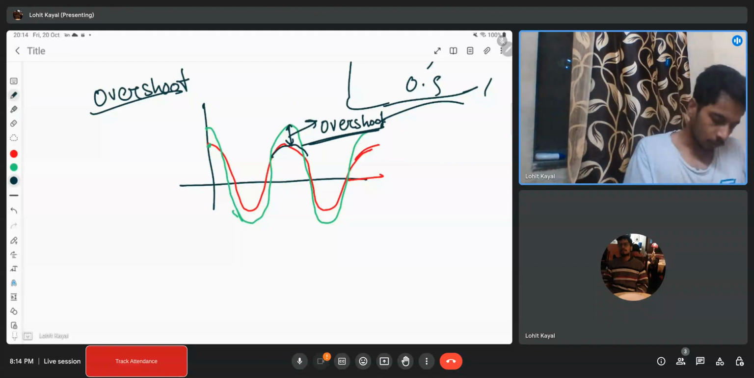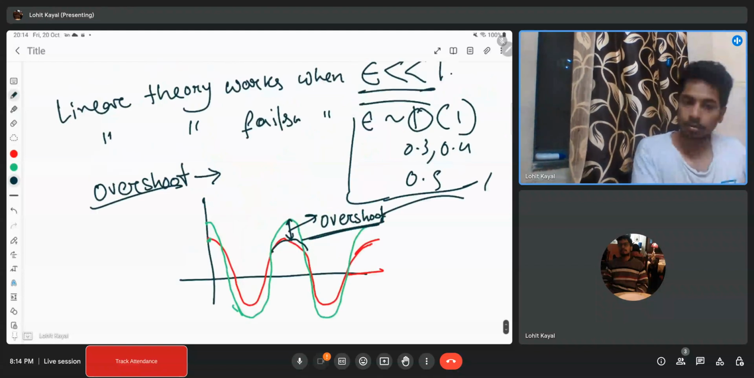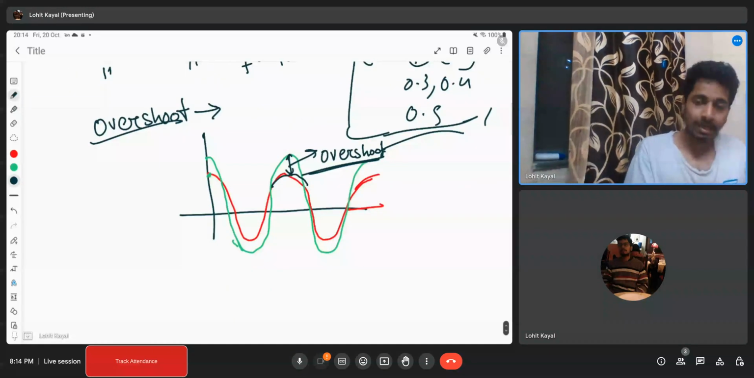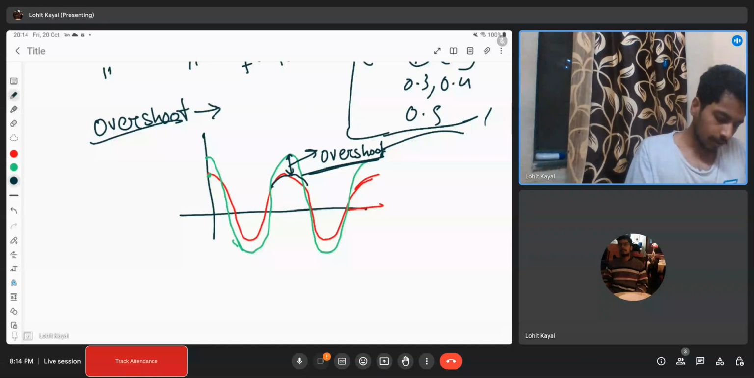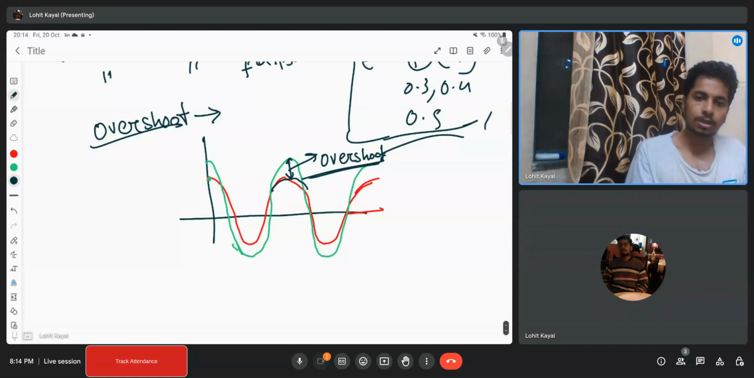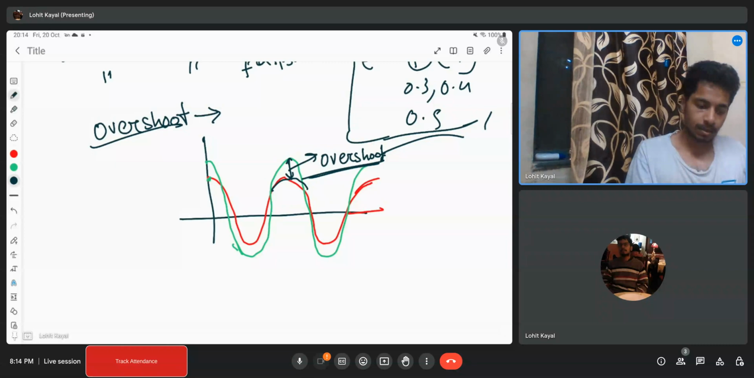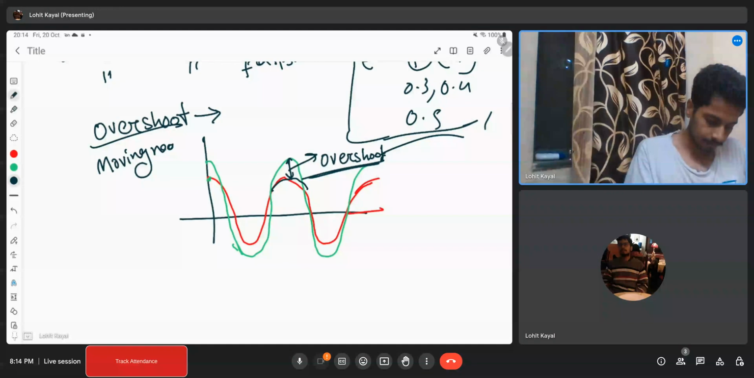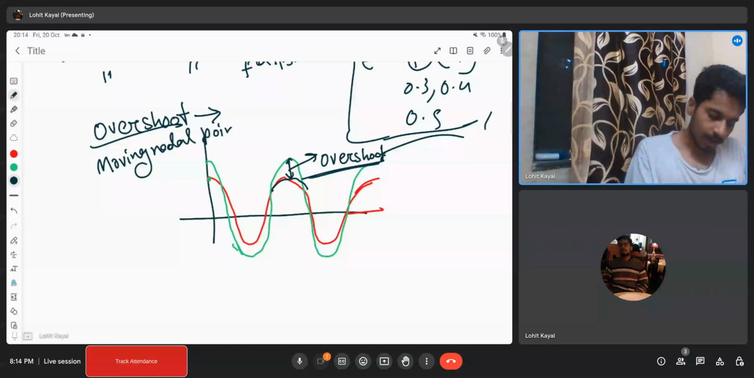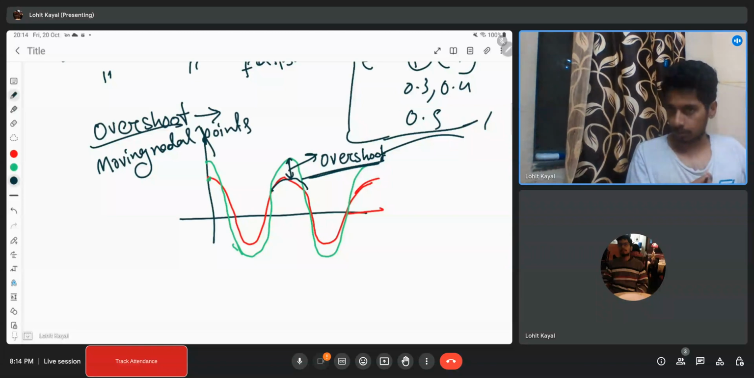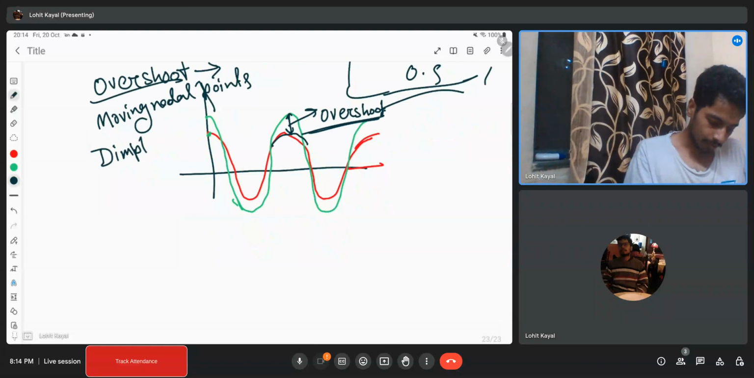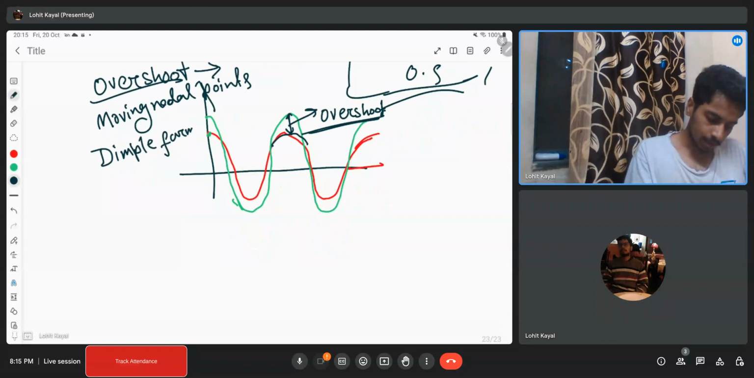This overshoot is a property of the nonlinear theory. It is not a property of linear theory. In linear theory you can never see the overshoot. Also, in linear theory, the position of the nodal point is always fixed. But in nonlinear theory, you will see moving nodal points, and that can be captured by the weakly nonlinear theory. There is also one thing called dimple formation that can be captured in the weakly nonlinear theory.